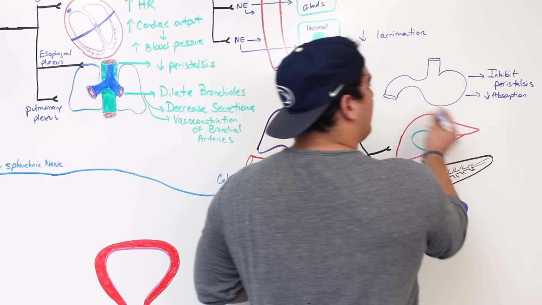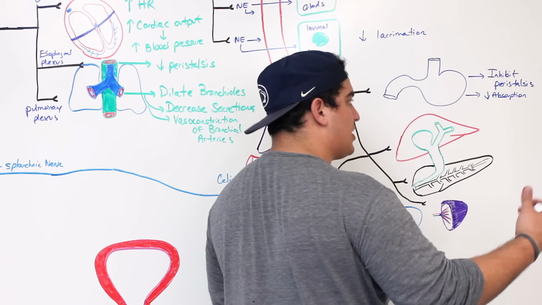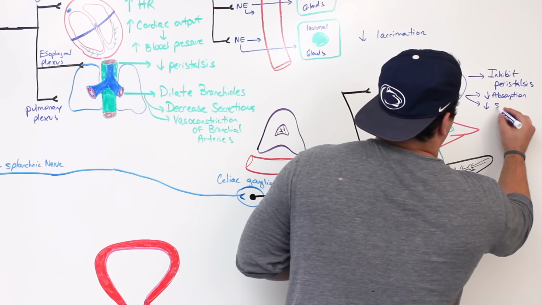All right, because there are certain things that do get absorbed across the gut, specifically in the stomach, like lipid-soluble substances like aspirin and alcohol. But another thing is it's going to decrease some of the actual secretions.